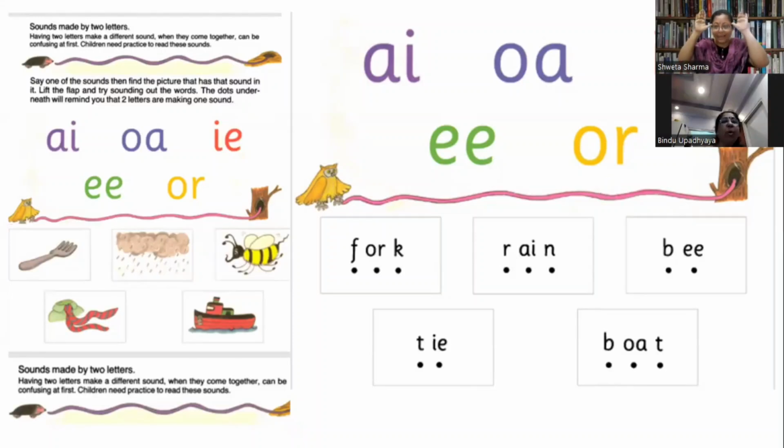E. E and O. Though there are 2 E's, we are only pronouncing one E. We are not pronouncing 2 E's. So now there is a change in the segmenting. We are segmenting words, but we are only putting 1 dot for one sound. Though there are 4 letters, how many sounds? 3 sounds.